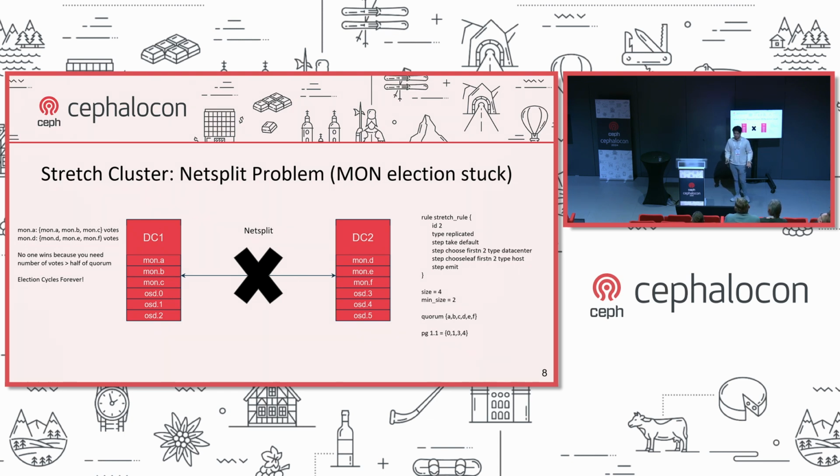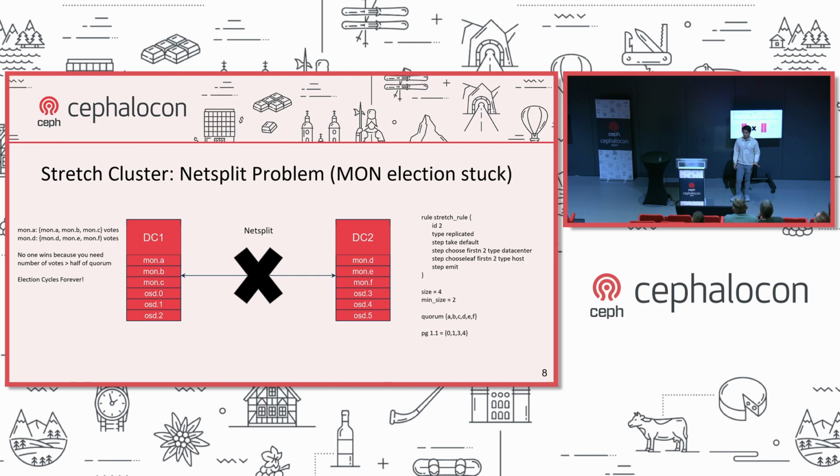So here, no one wins, because you need the number of votes to be more than half of the quorum size. So on the right-hand side, we see that the quorum size is 6. And so 3 is not more than half. So the problem is that the election will cycle forever.